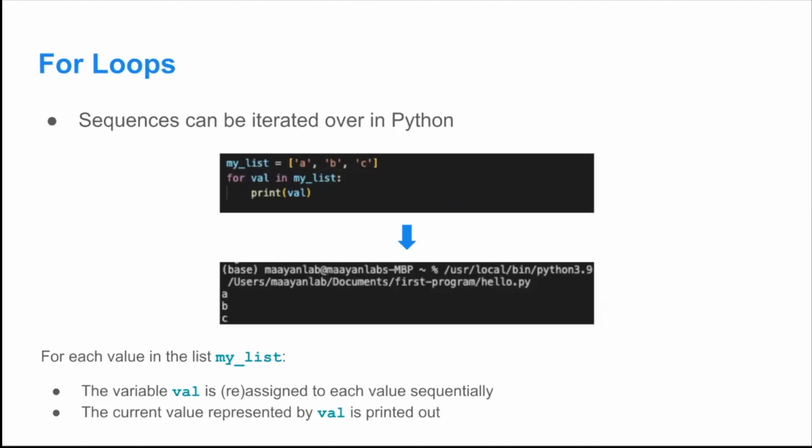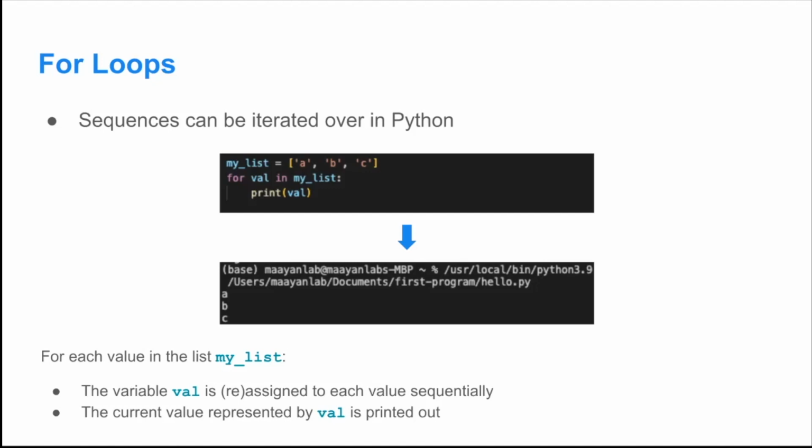Finally, we can talk about for loops. These are just a way to iterate over sequences in Python, or basically go through each value in a sequence in order. Let's say we have this example list, my_list, which has 3 strings, A, B, and C. We can use a for loop, and the syntax is for val in my_list. We want to print out each value.